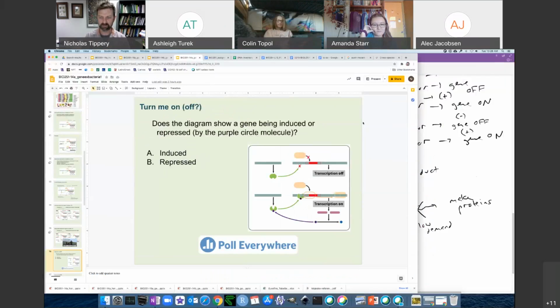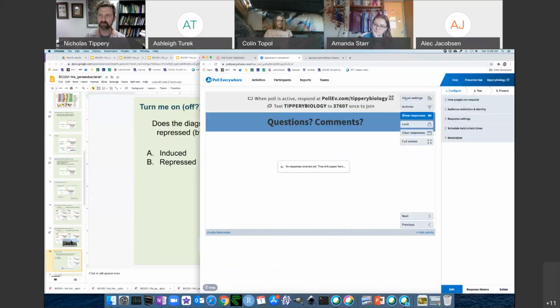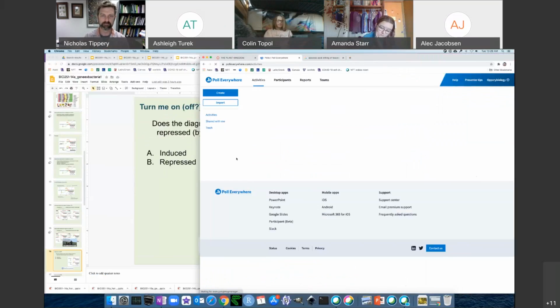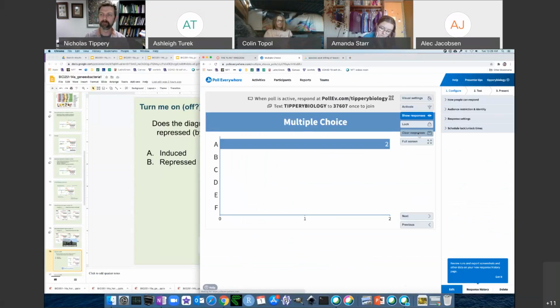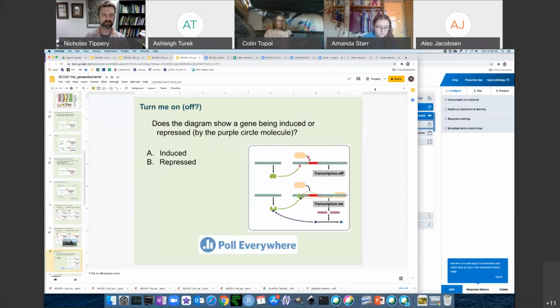All right, I know I've been talking a whole bunch, so I'll give you a chance to weigh in here. Nice little 50-50 question. So this diagram here, in the presence of the purple circle molecule, does that cause the gene to be induced or repressed?